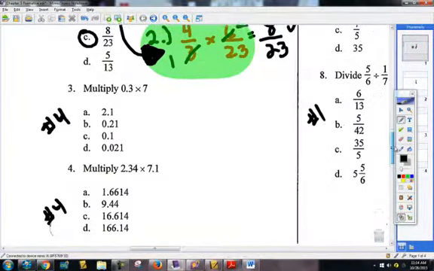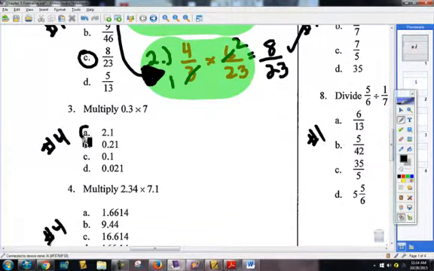Number 3. The correct answer is going to be letter A, 2.1.